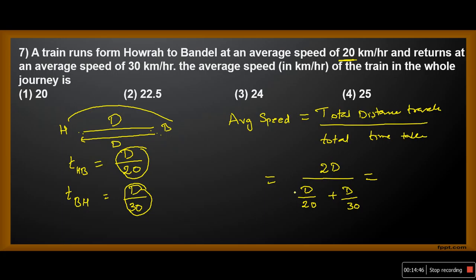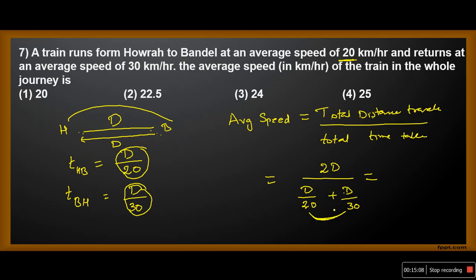Okay, how to choose a convenient value? Now D by 20 and D by 30. In both the cases, D is divisible by 20 and 30. I will select a number which is divisible by 20 and 30. That is nothing but 60. Simply you can take the LCM of 20 and 30. Is it clear?